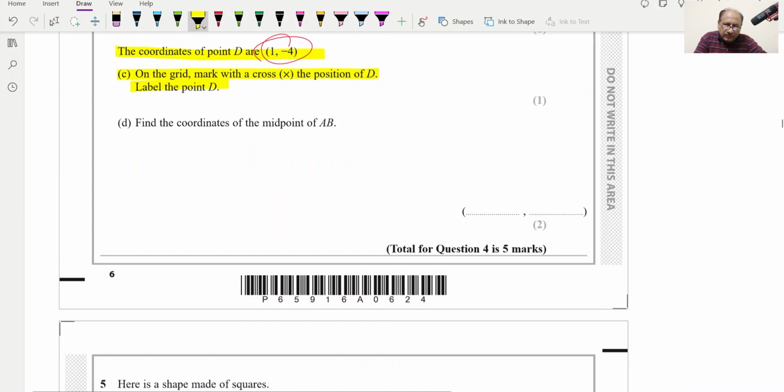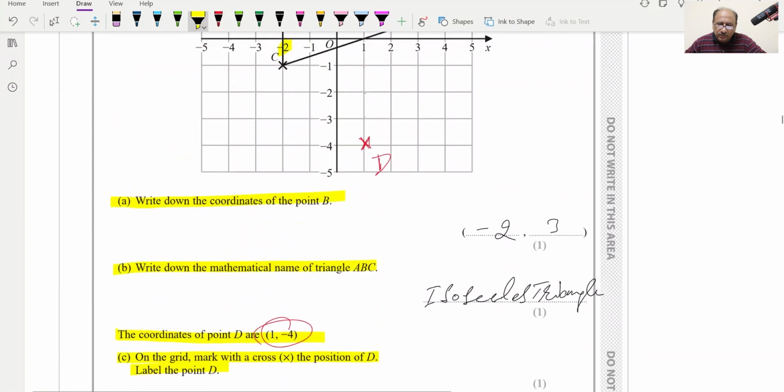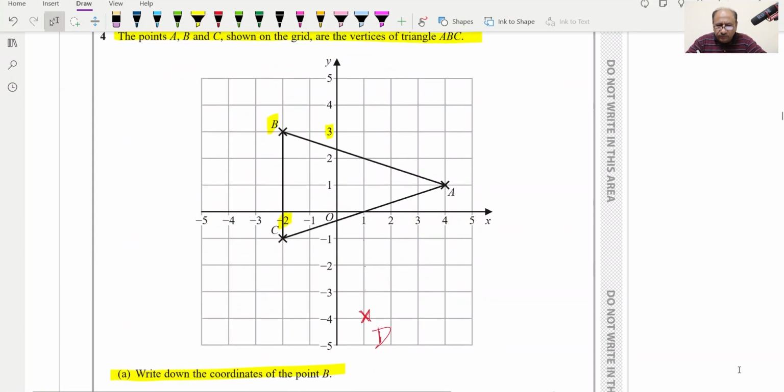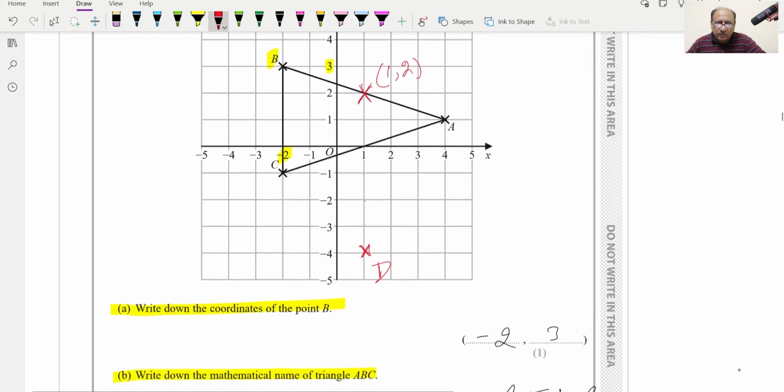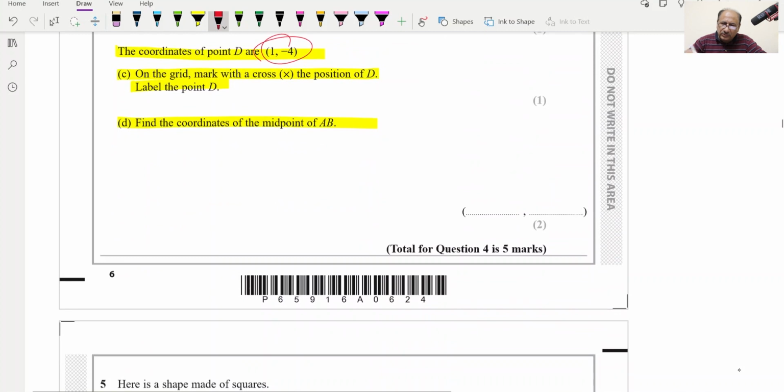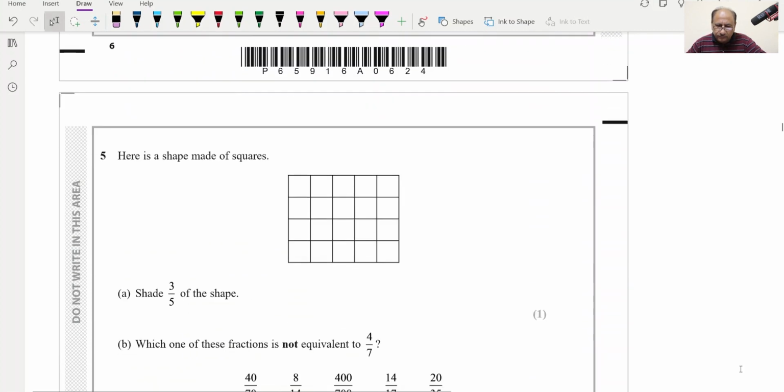Then find the coordinates of the midpoint of AB. Midpoint of AB, we can see AB is this one, and midpoint we can figure out, this is the midpoint, and coordinates of midpoint we can write, which is 1 and 2. So these will be the coordinates of the midpoint, and they're saying coordinates we'll have to write over here. So 1 and 2. This is done.